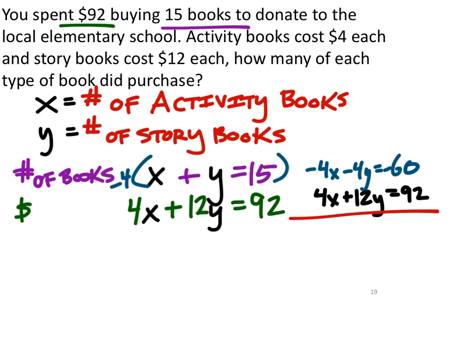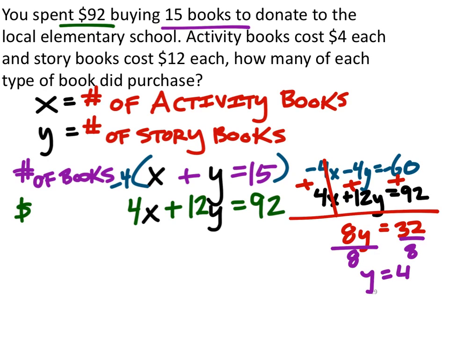So we'll add these together, and the x's eliminate just like we wanted. -4y's plus 12y's is 8y's, and -60 plus 92 is 32. So this is going to work out pretty well. So y is 4. So the number of storybooks, 4. Now you could use either equation that you want, but I'm going to use that top one just because it's pretty easy to work with.